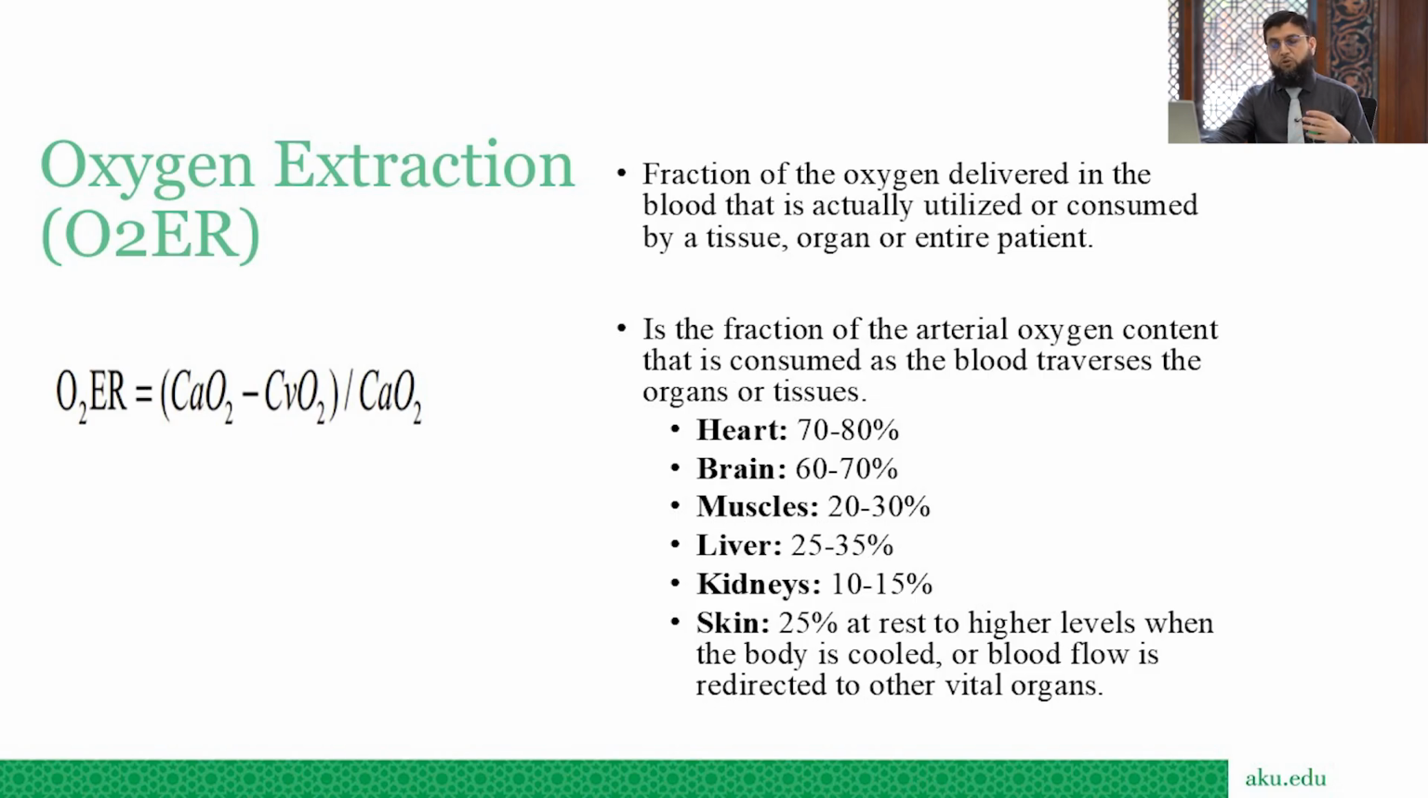Or if you wanted to look into the entire body, you can take a sample from the pulmonary artery, where all the venous blood comes, and you can take the arterial sample as well from the aorta or from an arterial blood sample, and you can work out the oxygen extraction ratio of the body. You can calculate it easily from that perspective.